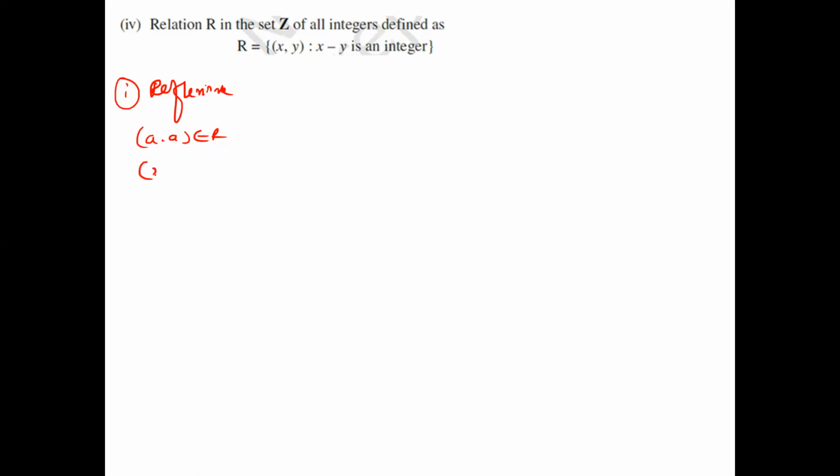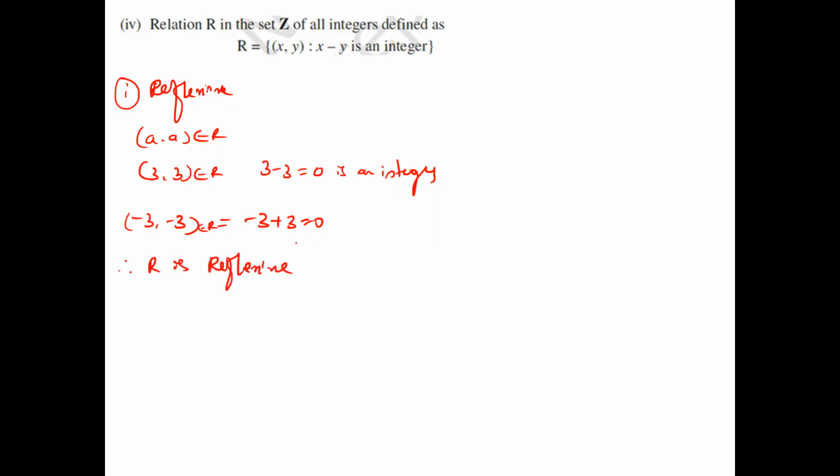For example, take (3, 3). Does it belong to R or not? 3 minus 3 equals 0, and 0 is an integer. If you take any number, for example minus 3 comma minus 3, what about this value? Minus 3 minus minus 3 again becomes 0. So you can take any number, and it belongs to R. Therefore, the conclusion is R is reflexive.